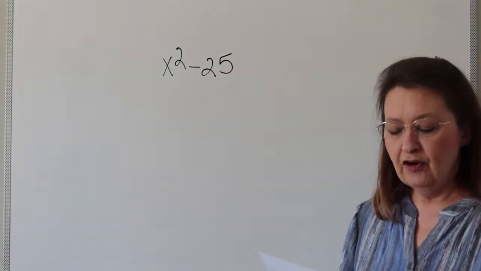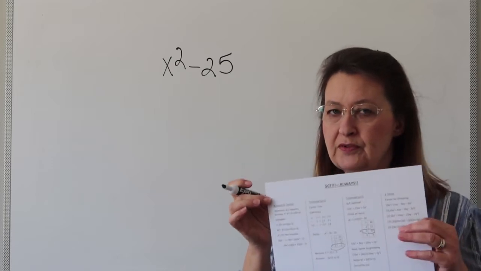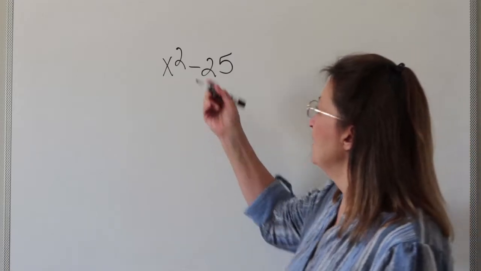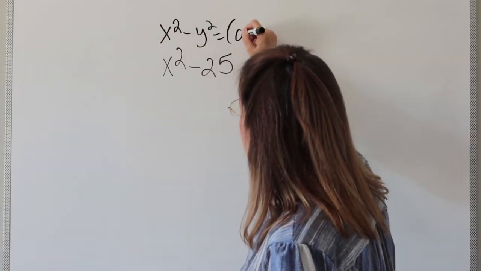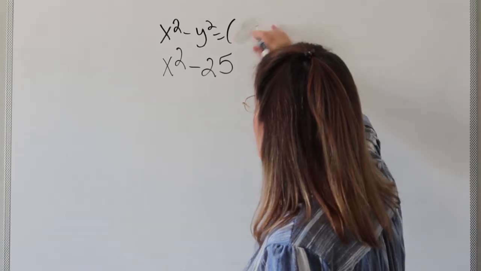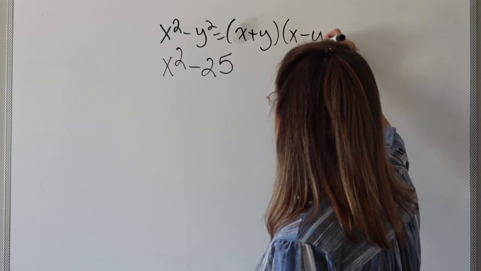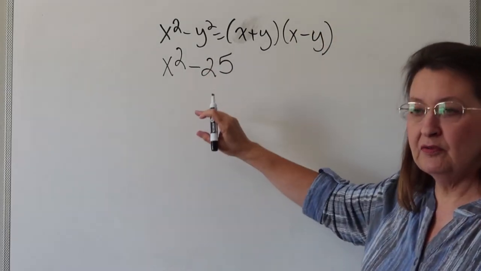So let's factor. The very first one that we're going to look at for a binomial, which is 2 terms, is a formula, and it's called the difference of 2 squares. And the formula looks like this. Sometimes they use a's and b's, sometimes they use x's and y's. But you've got x plus y times x minus y. Alright, now let's look at how this applies to some numbers.